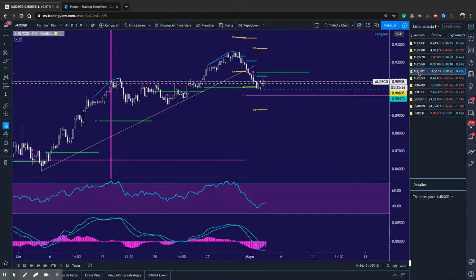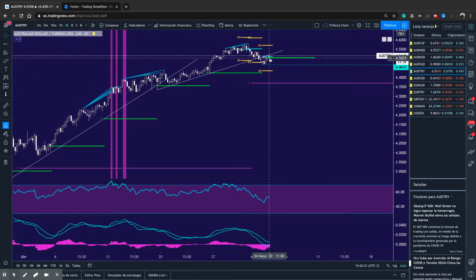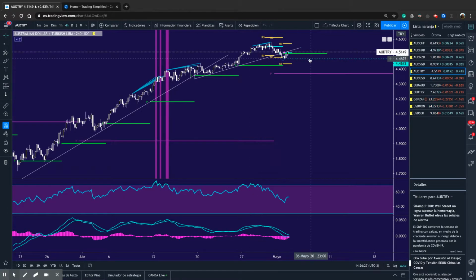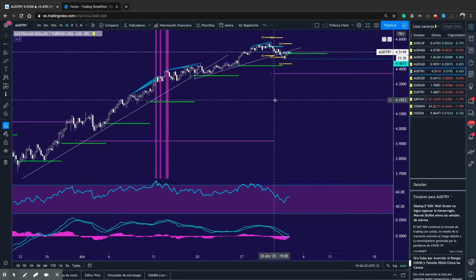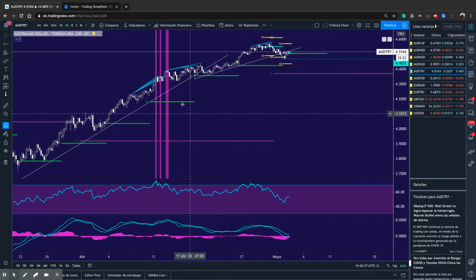Okay, the Aussie against the Turkish lira, we finally broke this level, this trend line that we have here. We have a tomahawk setup, we have a trifecta setup, and we have awesome targets down here because we have this pivot of April that the price did not touch, and we have a couple of missed pivots as well in the weekly pivots.